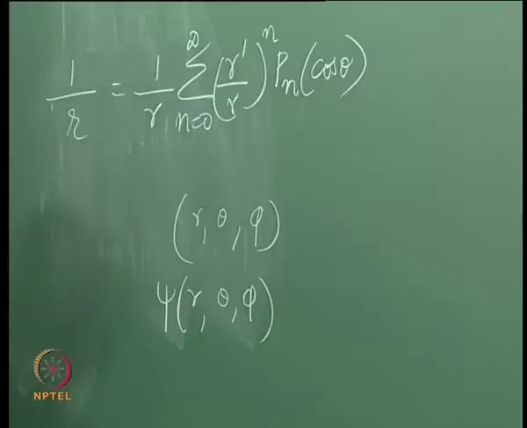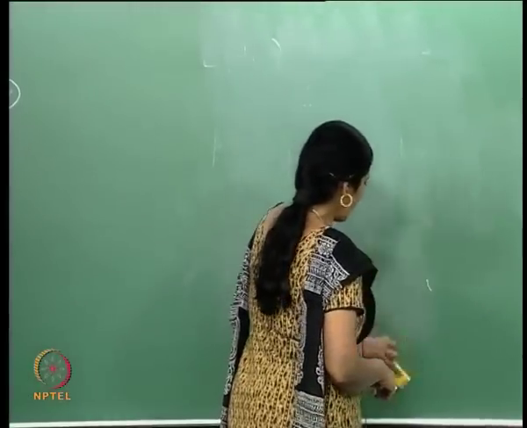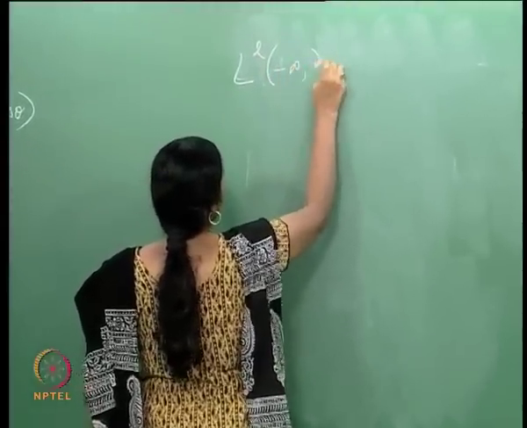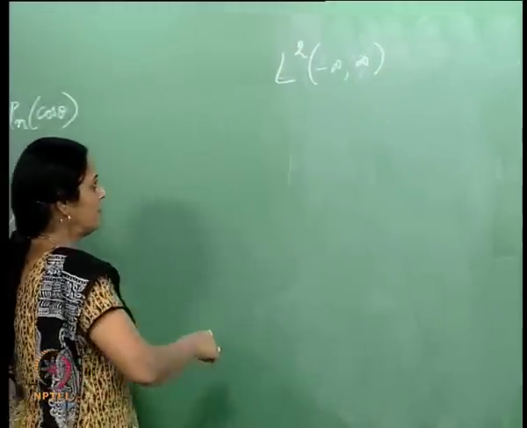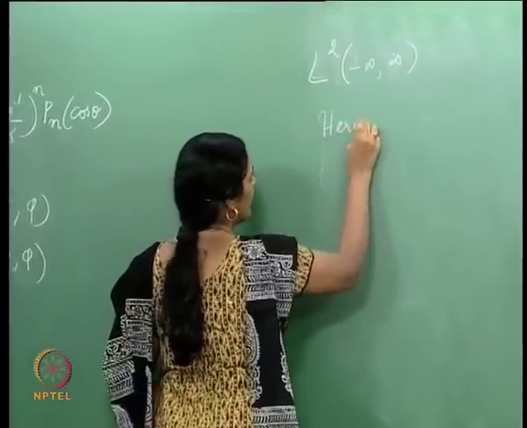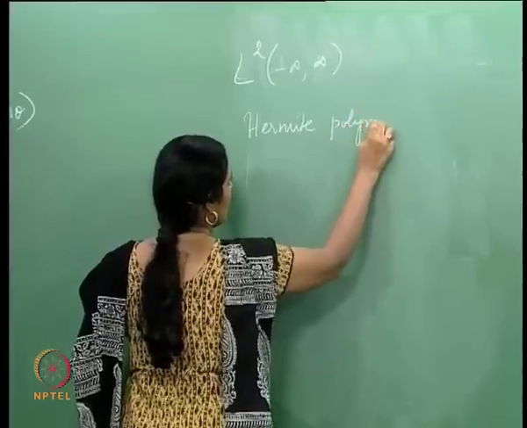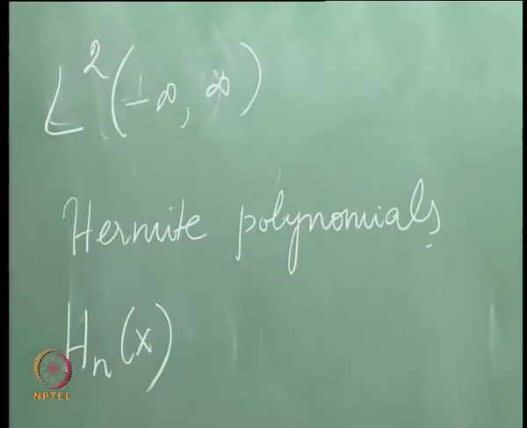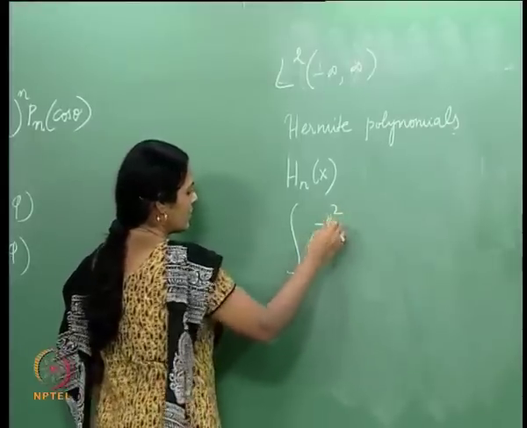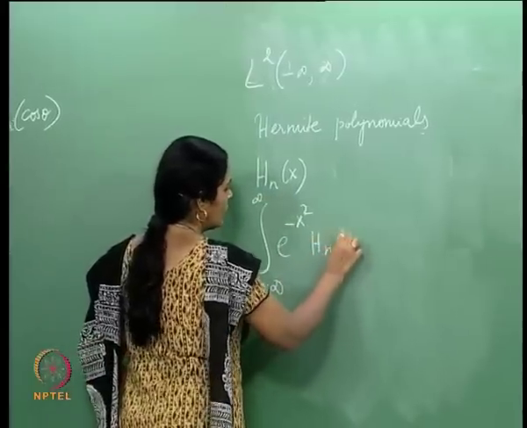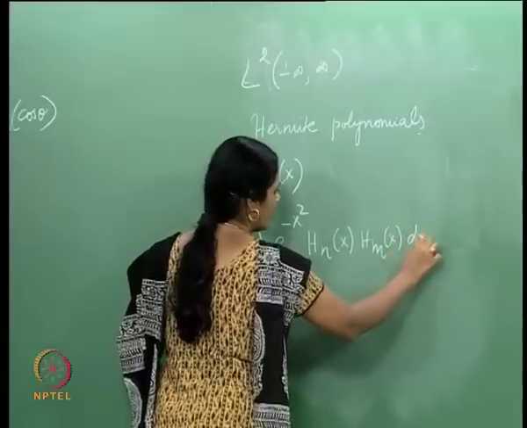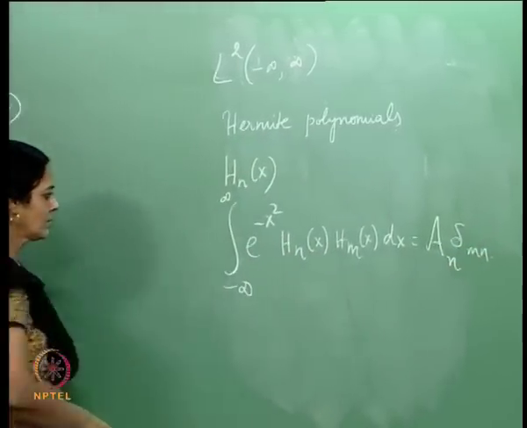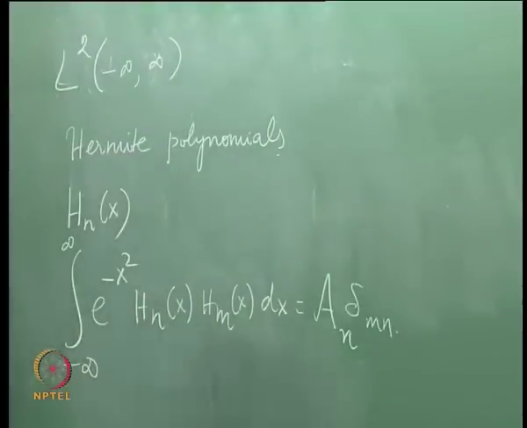The third example that I wish to consider for the space of square integrable functions is L2 minus infinity infinity. I did mention this earlier. In this case, one could use the Hermite polynomials as the basis functions Hn of x, and their orthonormality property involves a Gaussian measure e to the minus x squared: the integral of e to the minus x squared Hn of x Hm of x dx is some a n delta mn. They form a complete basis in L2 minus infinity infinity.